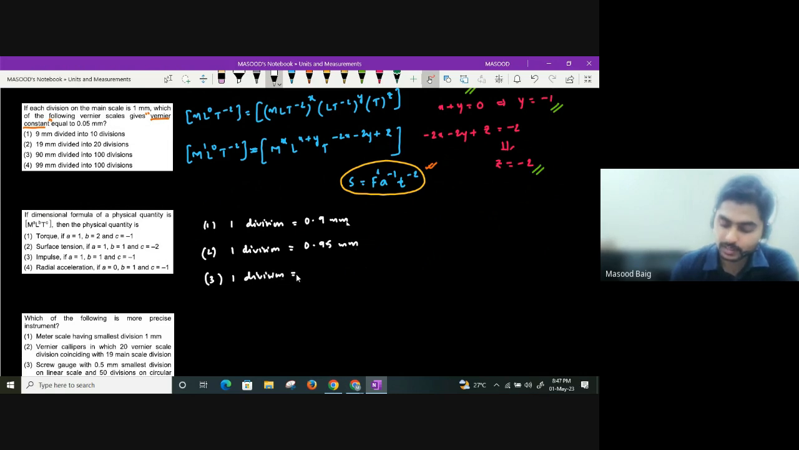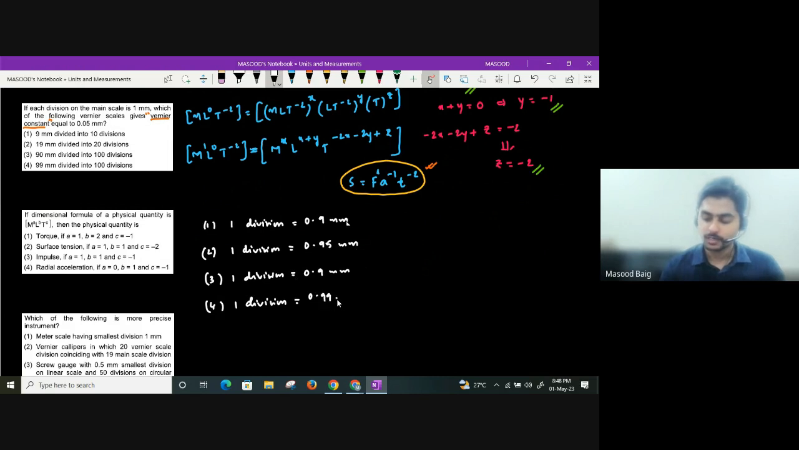It will be 90 divided by 100. So I'm going to get again 0.9 mm. In the fourth case, what will be one division? 99 mm is divided into 100 divisions. So what will one division be, guys? It will be 0.99 mm.